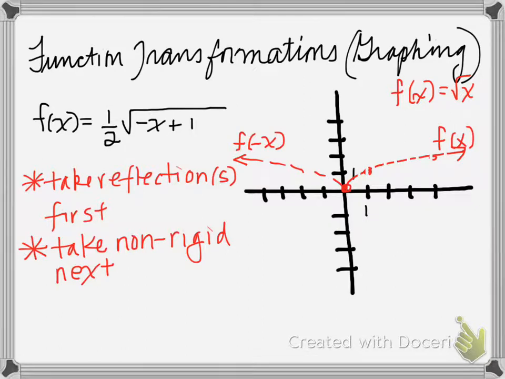So the non-rigid transformation here says 1/2. All right, well that's easy enough. I'm just going to cut all my y values to 1/2. So I'm going to bring this down. I'll try and be as clear as I can on it. Maybe I'll do a different color and a little bit bigger. So half and half. If I go up here to 2, 1, half, right there.